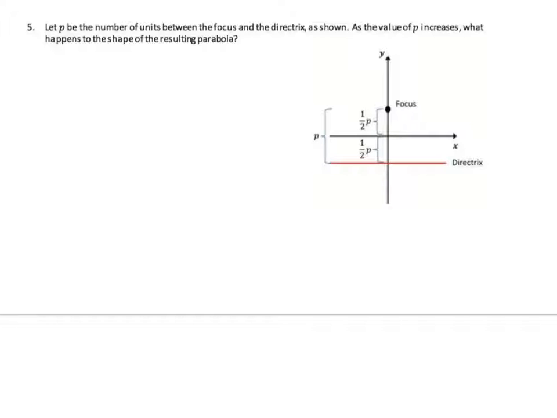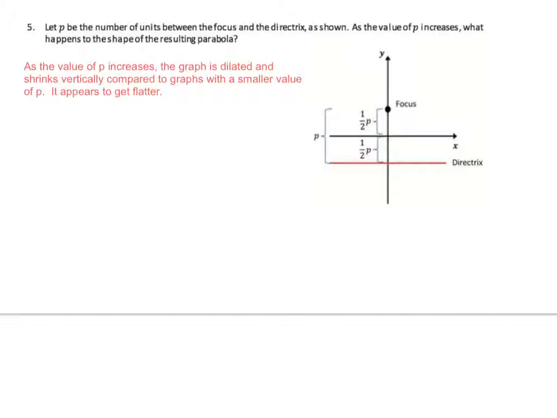Number 5, let P be the number of units between the focus and the directrix as shown. As the value of P increases, what happens to the shape of the resulting parabola? So let's look at this. P is this whole distance right here. So we have half of P and half of P. Let me type it out really quick. So as the value of P increases, the graph is dilated and shrinks vertically compared to graphs with a smaller value of P. It appears to get flatter, and we're going to see how this works with a few examples.